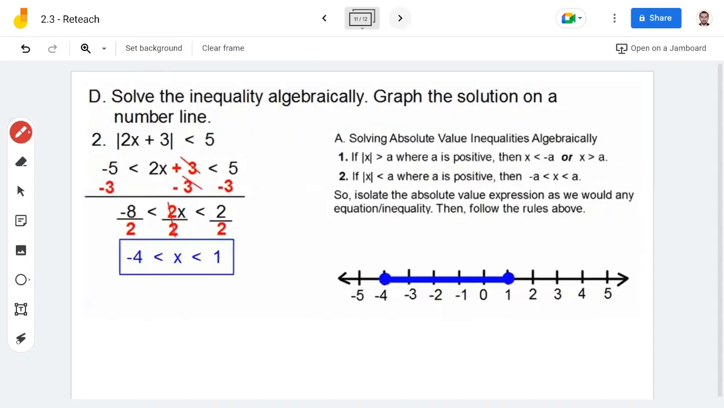You have here another example. If you look, it's a similar thing. So just follow it easily. Then you can graph it.